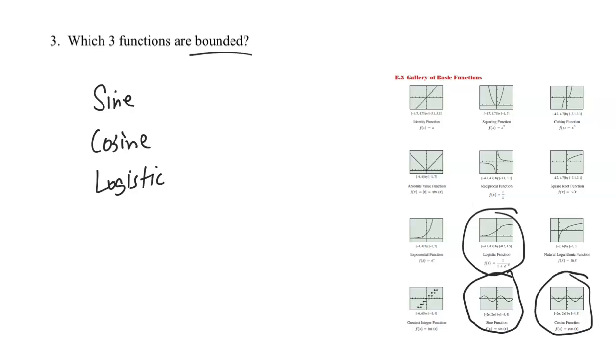Now there are some other functions that are bounded below. So for example, this quadratic function is bounded below. The square root function is bounded below. The absolute value function is bounded below. But the question didn't ask bounded below, it asked bounded, and you have to remember that means above and below.